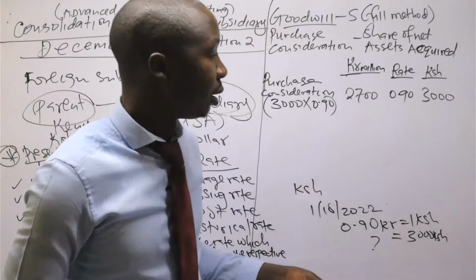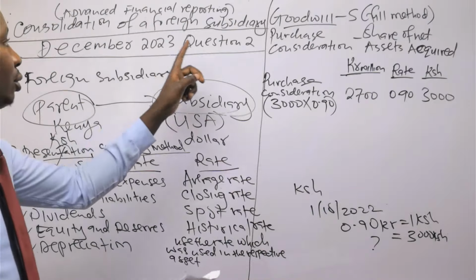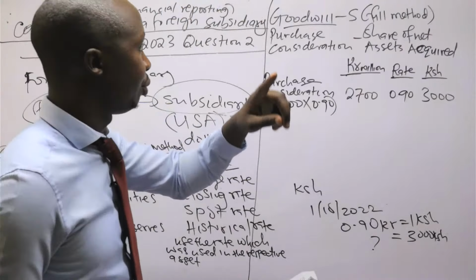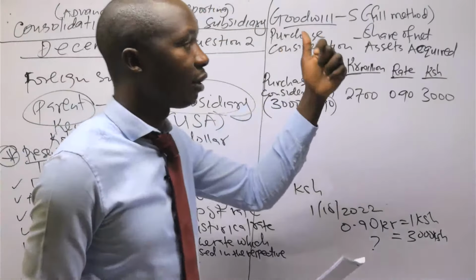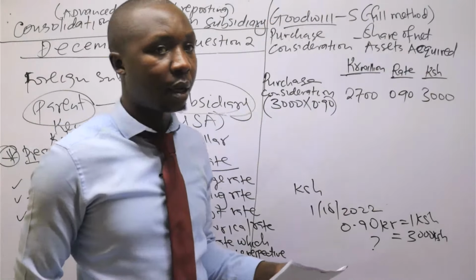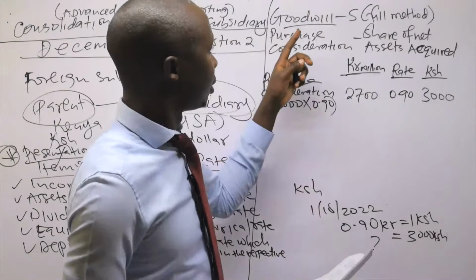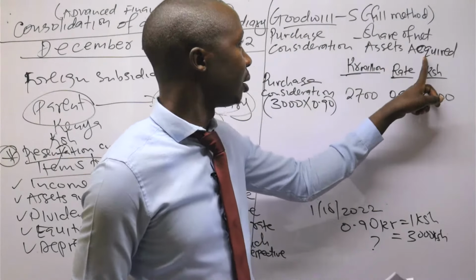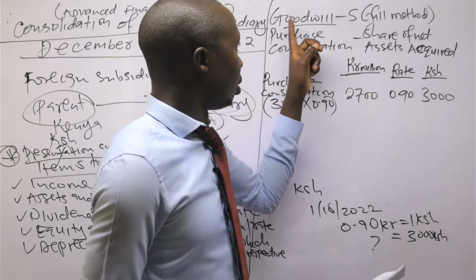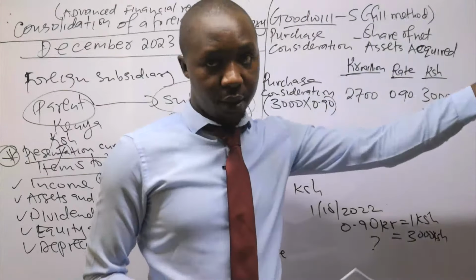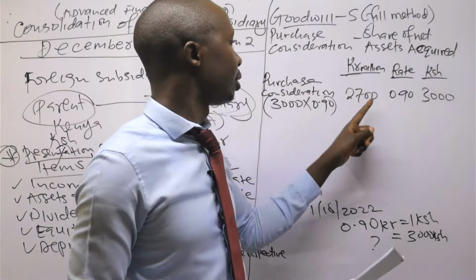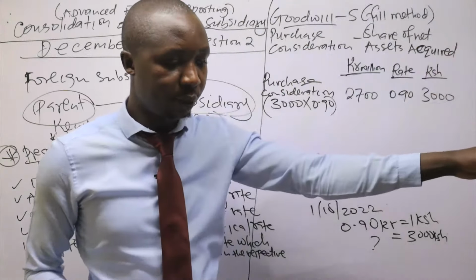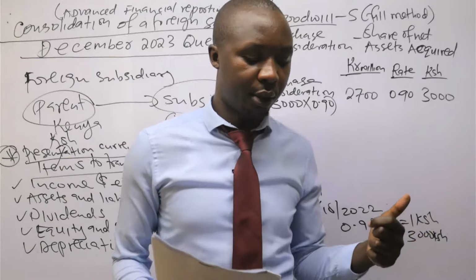So let's continue. We are doing the question for December 2023 Advanced Financial Reporting. It's a unit in CPA, the accounting course offered by the accounting body, CPA Kenya. I was talking about goodwill, which is purchase consideration minus share of net assets acquired. We are computing the goodwill of S, which is a foreign subsidiary. We have started with purchase consideration. But remember, the method I'm using to compute this goodwill is the full method.